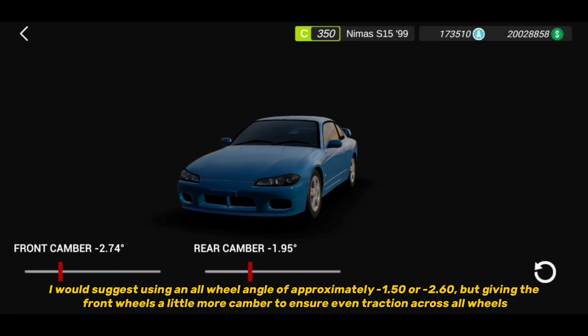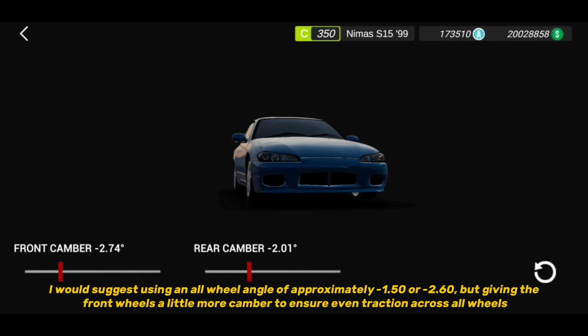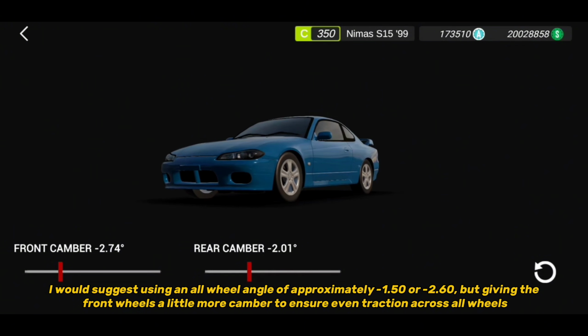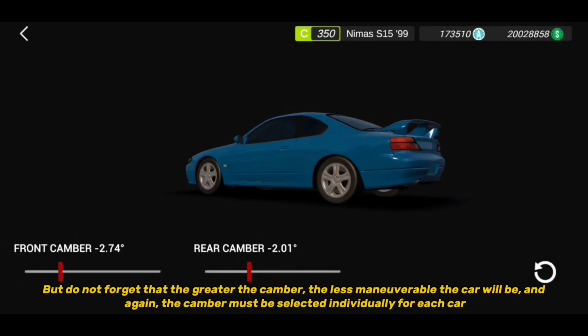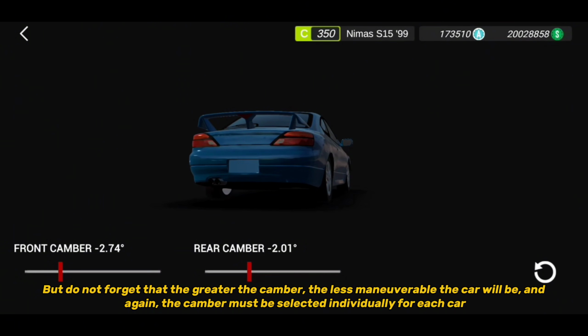I would suggest using an all-wheel angle of approximately 1.50 or 2.60, but giving the front wheels a little more camber to ensure even traction across all wheels. But do not forget that the greater the camber, the less maneuverable the car will be. And again, the camber must be selected individually for each car.